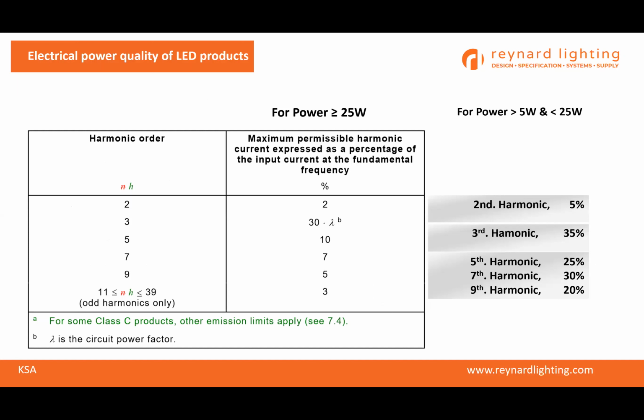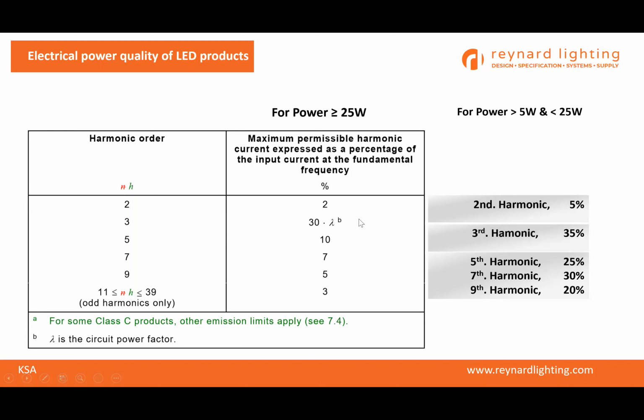And this is extracted from the same IEC 61000-3-2. These are the limits for the luminaire category of more than 25 watts, where they give the maximum limits for all the harmonics. The most severe one is the third harmonic, where they allow the limit to be 30 times lambda. Lambda is the circuit power factor.